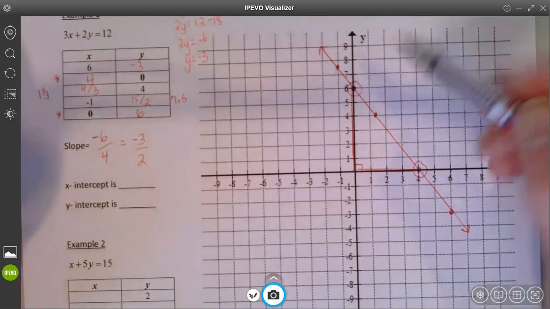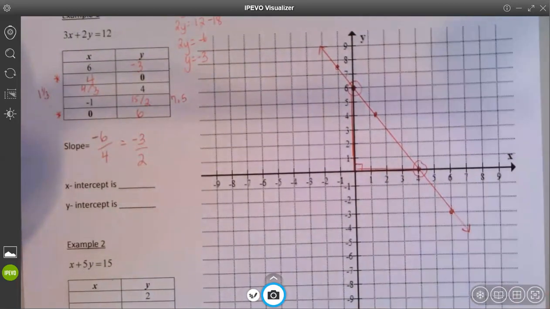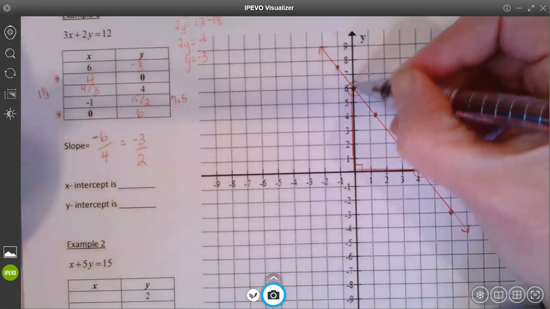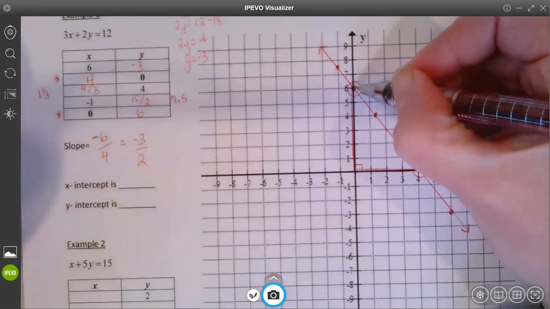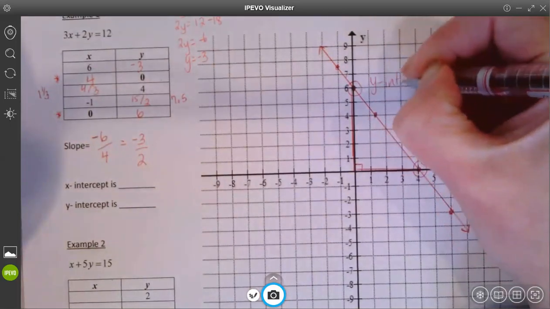Now, I've also circled these 2 key points. That was just a coincidence. This point up here, the point is on the y-axis. So this point is called the Y-intercept.